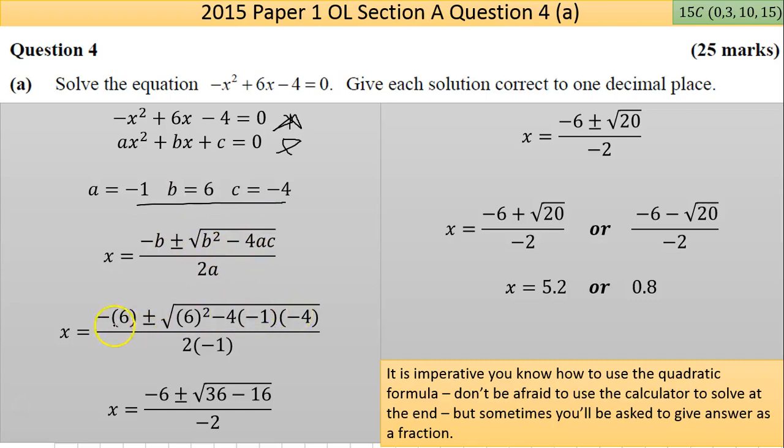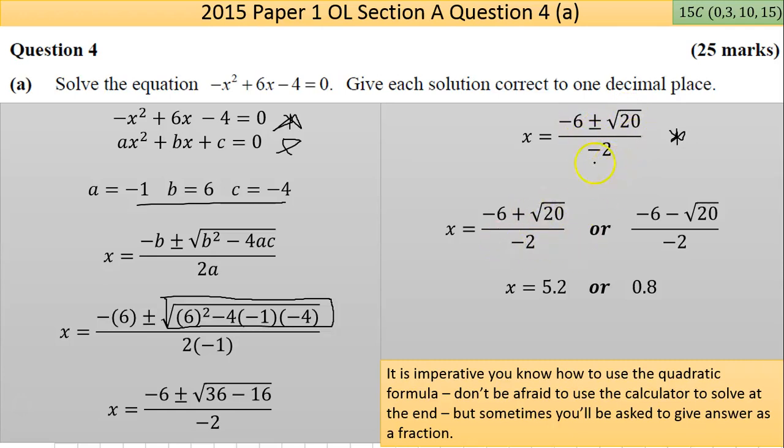Now you can't put this whole thing into the calculator because of this plus or minus, but you can put this whole square root in and go straight to the answer then. So I'm going to end up ultimately with minus 6 plus or minus square root of, now I'm going to jump to here, assuming you have used the calculator, you're going to have got the value of square root of 20. So minus 6 plus or minus square root of 20, all divided by negative 2.